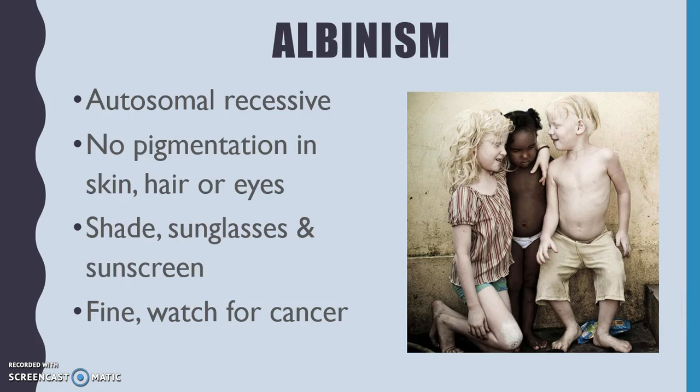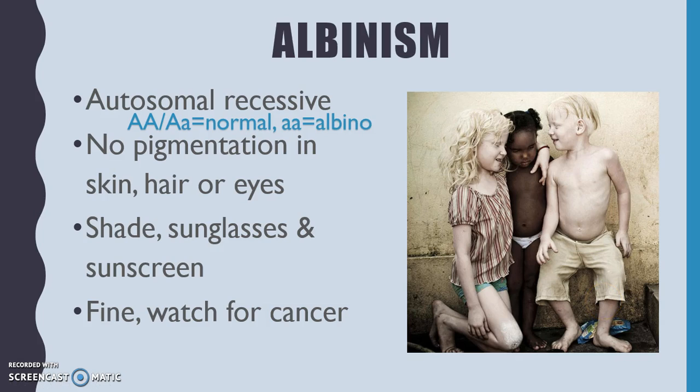The next disease is albinism, or being albino. And albinism is an autosomal recessive disease. So because it's autosomal recessive, a person who is homozygous dominant or heterozygous will be normal, meaning they have normal pigmentation, like the girl here in the middle. A person who inherits two recessive alleles will be albino, like the two children on either side of her.